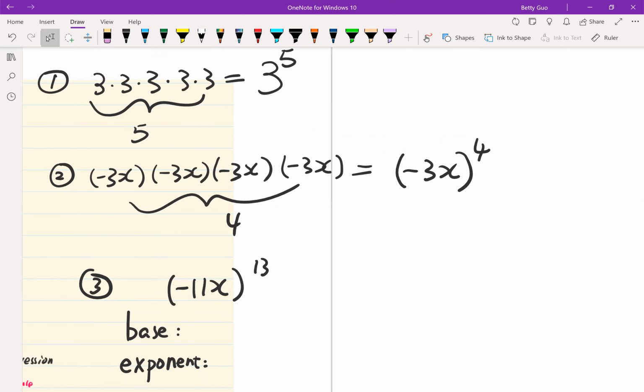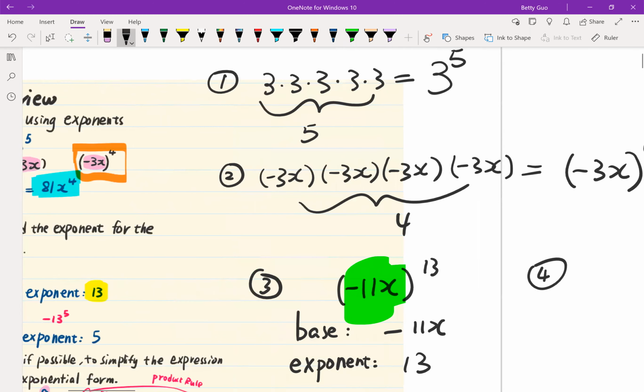What's the base? Negative 11x, not a positive, okay? It is negative 11 times x, the whole thing in the parentheses. That's the base. What's the exponent? 13, right? Is that doable? Is this problem doable? Number 4, let's see what's number 4 here.